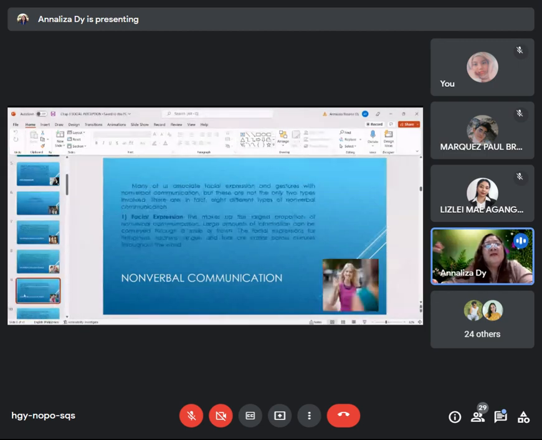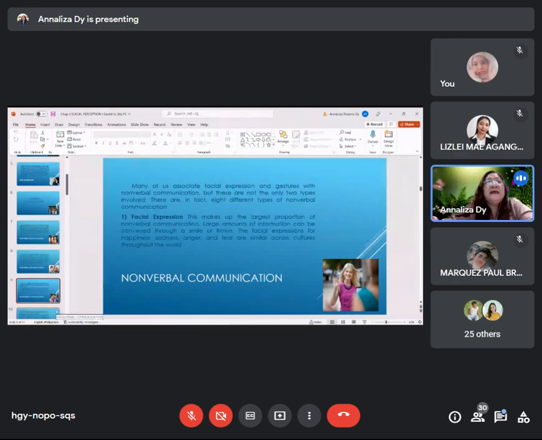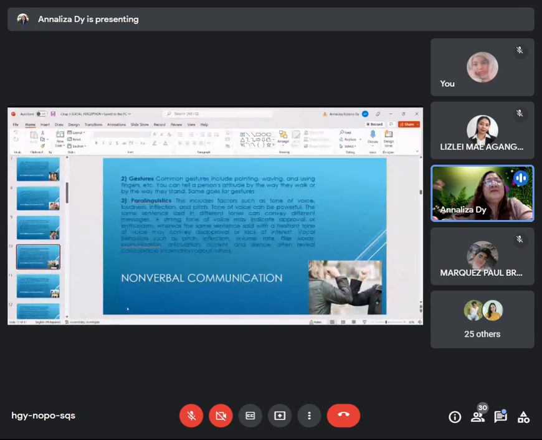So here are the types of non-verbal communication. Number one, you have facial expression. You can read the person and how the person feels at the moment, just from the face. If the person is smiling or frowning, you can see sadness, happiness, anger, and all sorts of emotions. This holds across cultures, you are able to read it. Then you have gestures. Common gestures include pointing, waving, using fingers, etc.